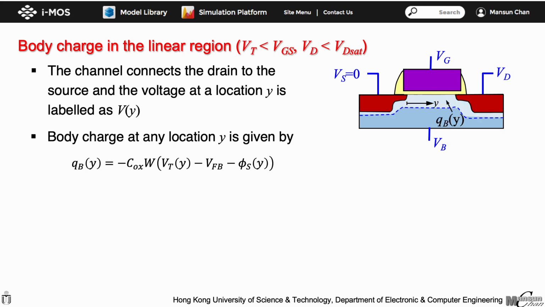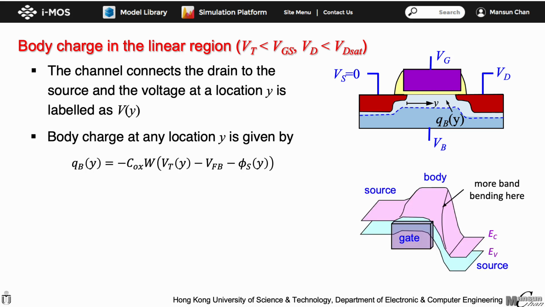The body charge at the particular location y is determined by the threshold voltage at that point, given by the equation here. The surface band bending phi s in the equation increases in the y direction from the source to the drain, as illustrated in this 2D band diagram given here, after flipping the MOSFET by 90 degrees. Knowing the band bending at the source is equal to 2 phi b, we can write phi s equal to 2 phi b plus Vy at the location y.